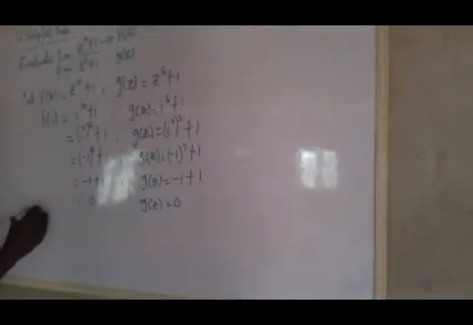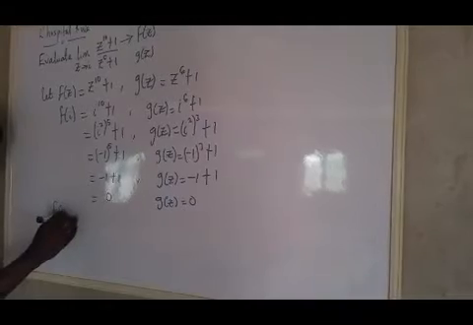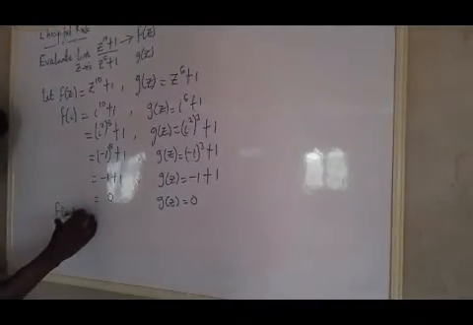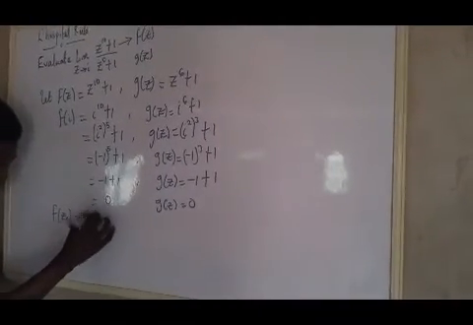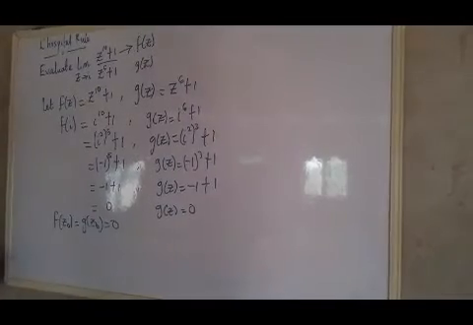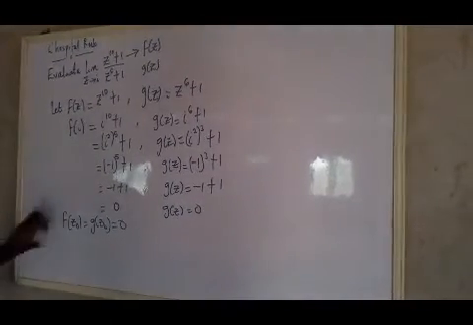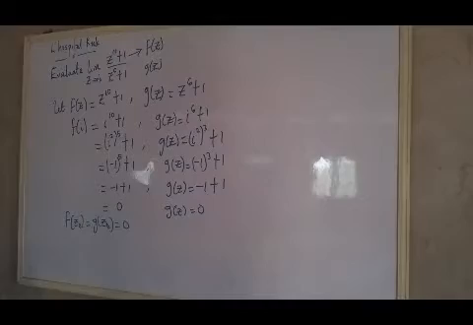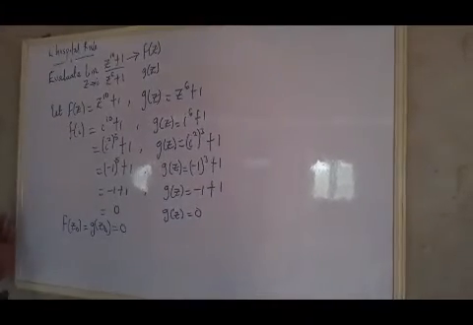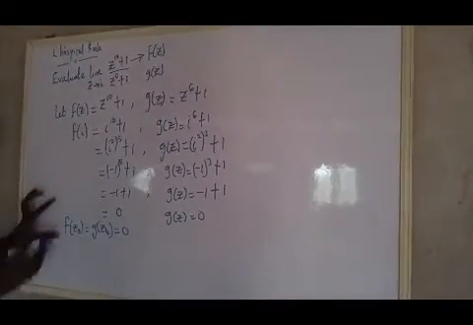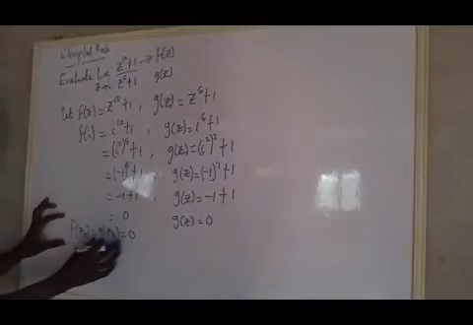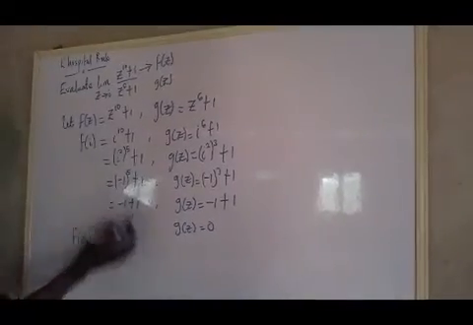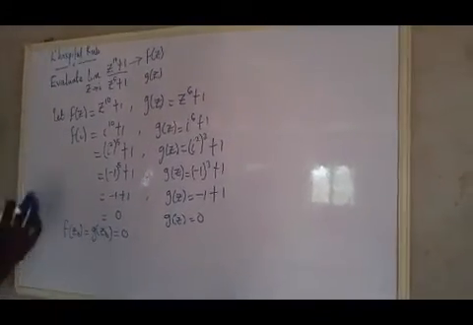Now you can see that here our f of z naught is equal to our g of z naught, and they are equal to 0. Now you can see from here that we have to apply our L'Hospital rule that says when my f of z naught is equal to my g of z naught and they are equal to 0, what do I have to do?